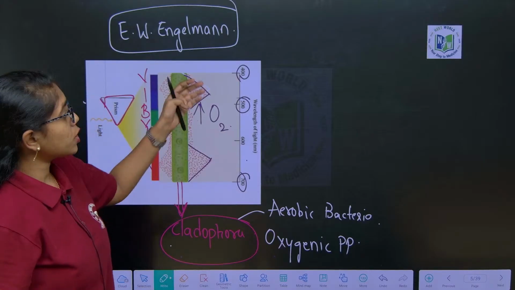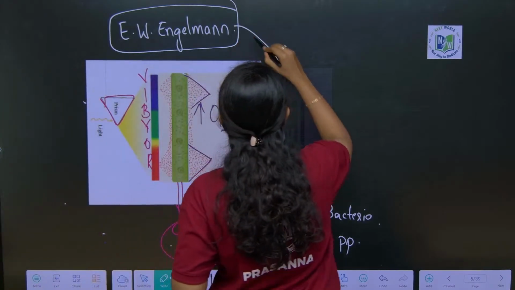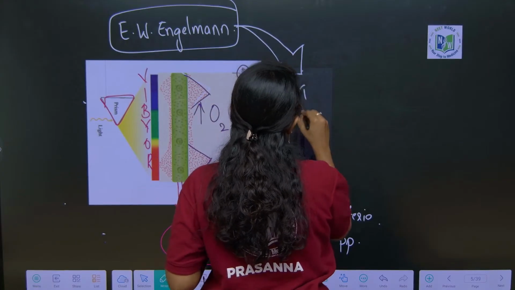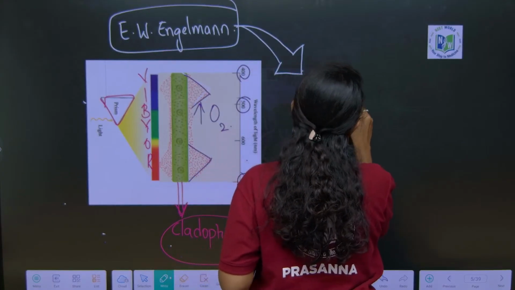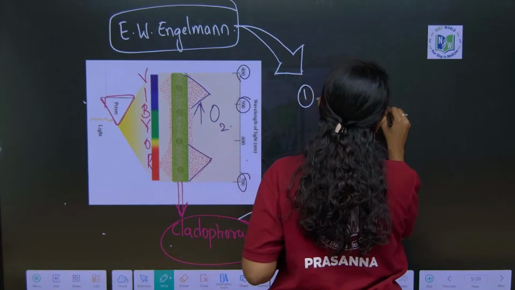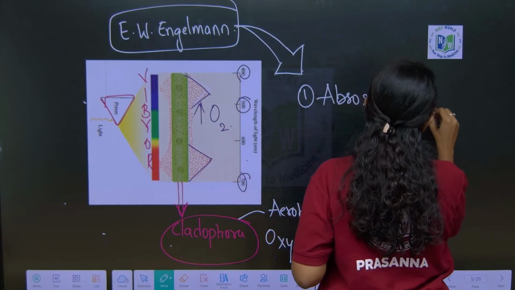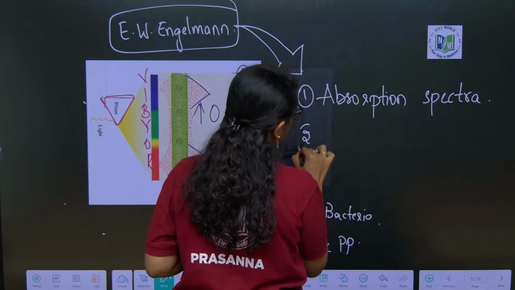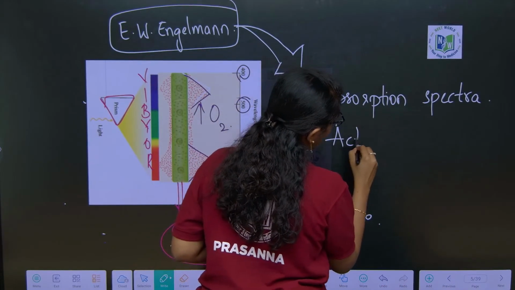So with this experiment, T.W. Engelmann has drawn 2 spectra. One is the absorption spectra, and the other, second, is the action spectra.